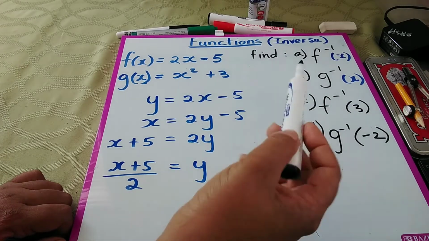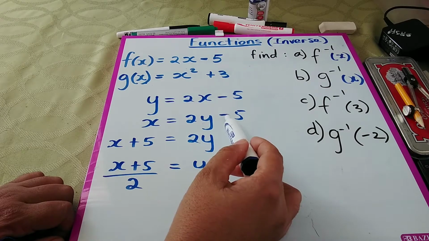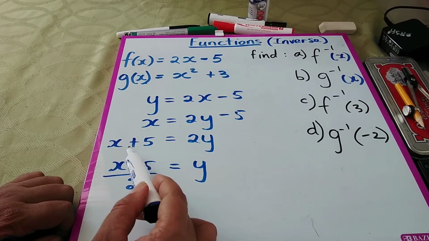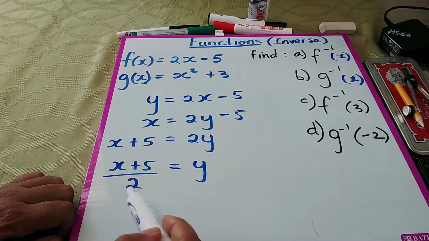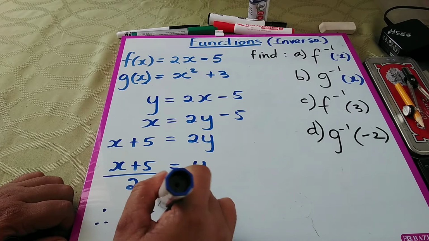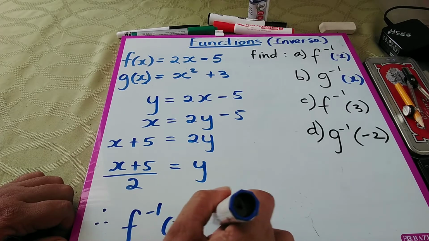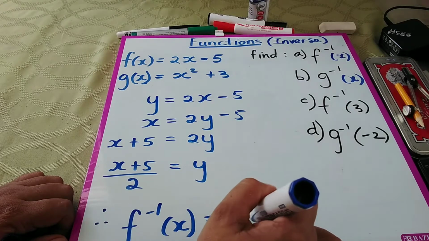As you can see, we did the opposite operation. So if it's minus, when it comes over the equal sign, it's plus. When you're multiplying, when you come over the equal sign, you divide. So therefore, f inverse of x is equal to x plus 5 over 2.